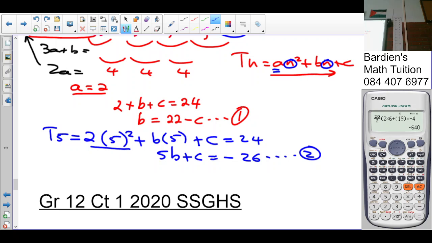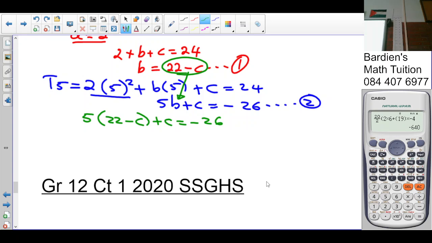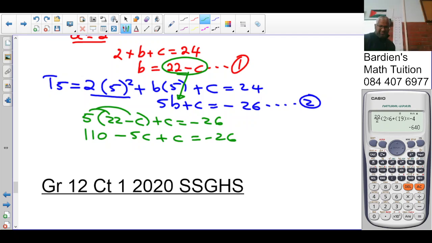Okay. You guys understand? So what do we do now? Now we substitute equation 1, which is b equals 22 minus c, into equation 2. So now what's the equation I'm going to read? 5 into 22 minus c plus c is equal to negative 26. Okay? So now it's just a matter of solving for c. So that's 110 minus 5c plus c equals negative 26.